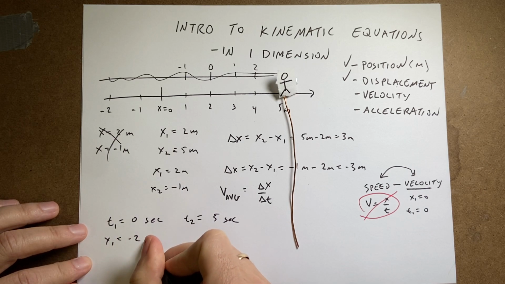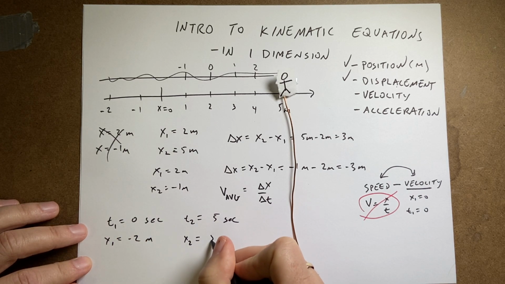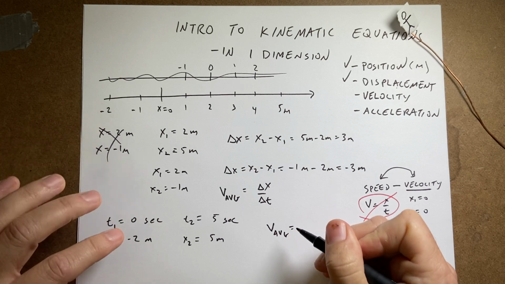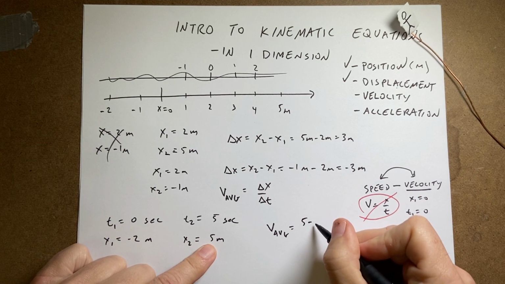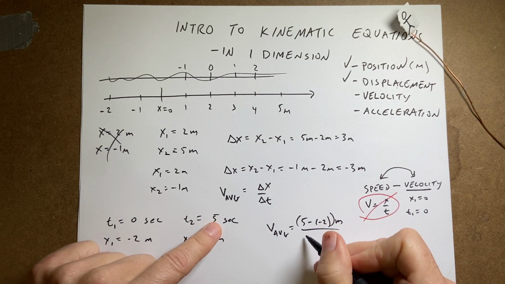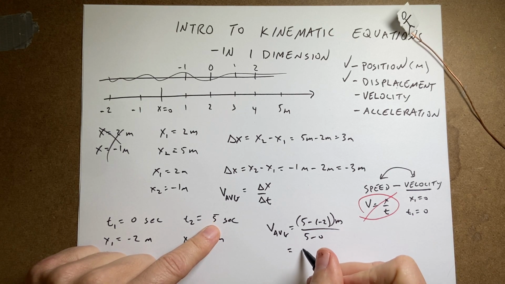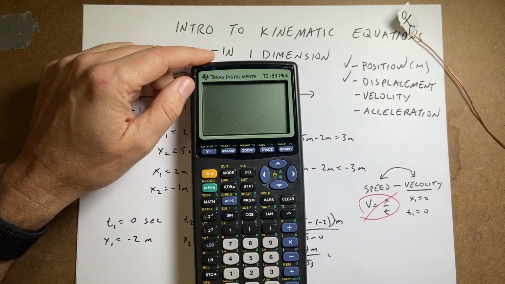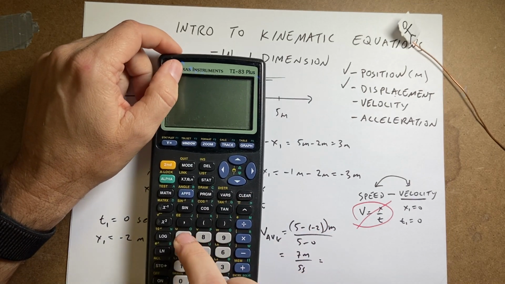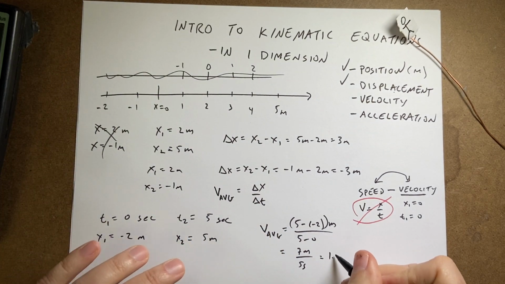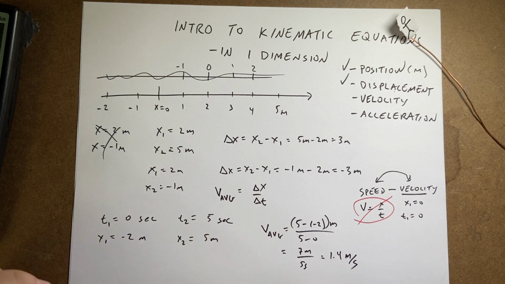x1 is going to be -2 meters. x2 equals 5 meters. So what's the average velocity? Well, in this case, v average is going to be the change in x. So it's 5 minus -2 meters divided by the change in time, which is 5 minus 0. So 5 minus -2 is going to be 7 meters over 5 seconds. And then you can put that in your calculator if you want to. I just started using this calculator and I hate it. 7 divided by 5, enter. So 1.4 meters per second. That's my average velocity.